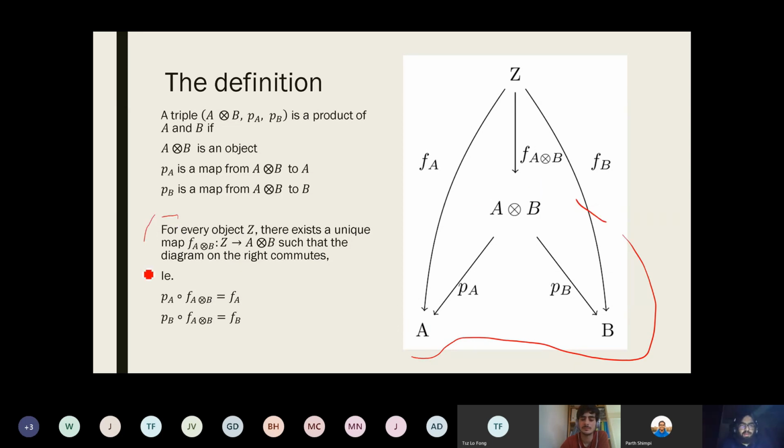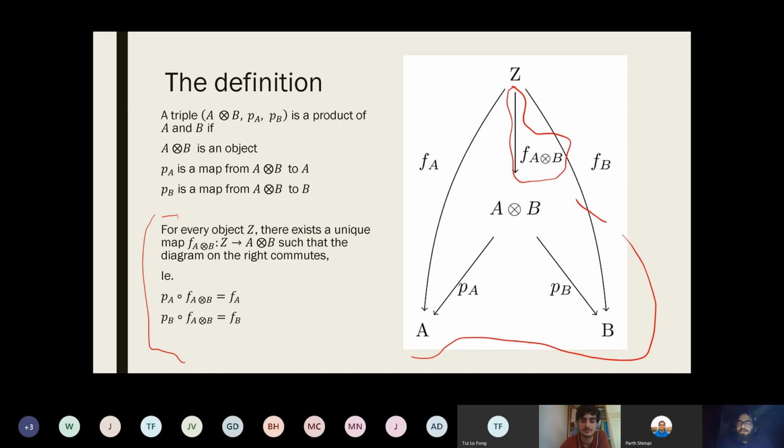This is the key property of a product. For every object Z, there exists a unique map F A cross B from Z to A cross B, like this map. And this is unique, such that this diagram commutes. That just means that if you compose, PA of FA cross B is FA, and same with B. This feels very abstract at first, and I'll cover a lot of examples to show you why this works.